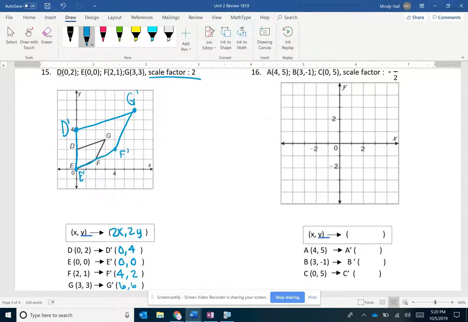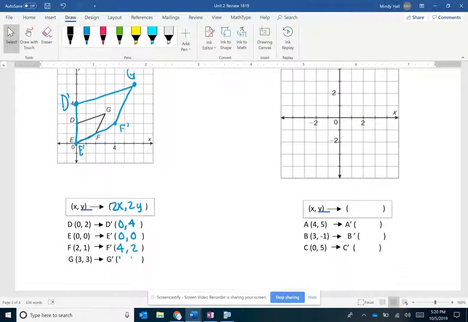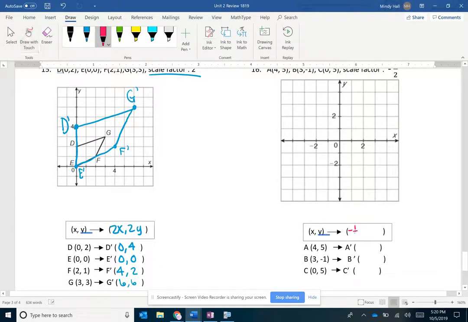So then for 16, our scale factor is -1/2. So what that means is we are going to multiply by -1/2 for everything. So that would be -1/2 x, -1/2 y. So looking at 4, that 4 times -1/2 gives me -2. And then 5 times -1/2 gives me -5/2, or -2.5, depending on how you want to look at it. So then 3 times -1/2 would give me -3/2. And -1 times -1/2 would be +1/2. And then we would have 0 times -1/2, which is still 0. And then 5 times -1/2 would be -5/2 again.